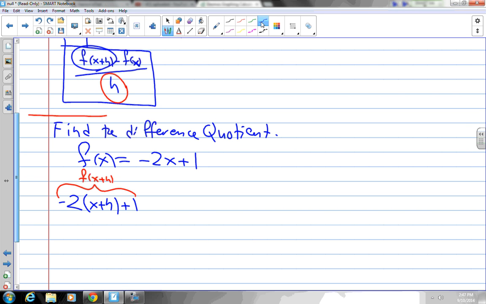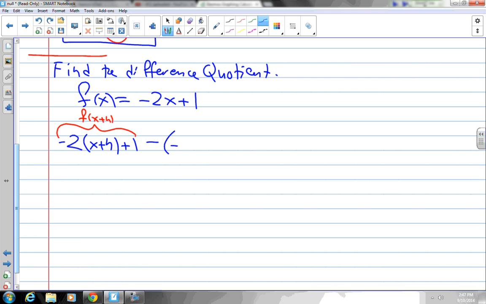Then the formula tells me to put a minus the original function. So I have to subtract the original function, and put it in parentheses to make sure that all signs get distributed. So this is minus f of x, and it's all over h. So here are the three parts: f of x plus h minus the original function, f of x, all over h.